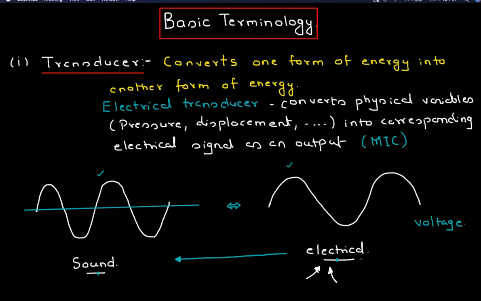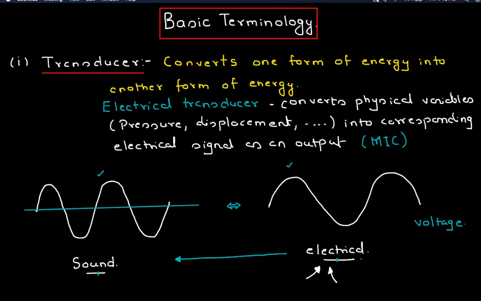What the microphone will do is convert the sound into electrical form exactly the way it is, but still it may not be suitable for transmission. You may have to increase its frequency, do some processing on that. Then only it is suitable for transmission. So once it becomes suitable to transmit, then it is called signal.